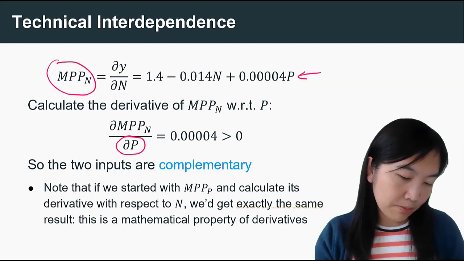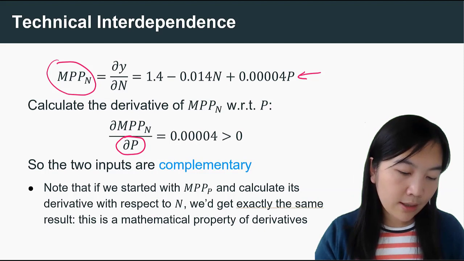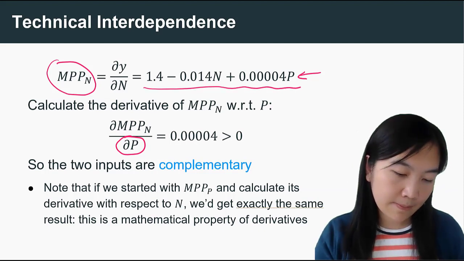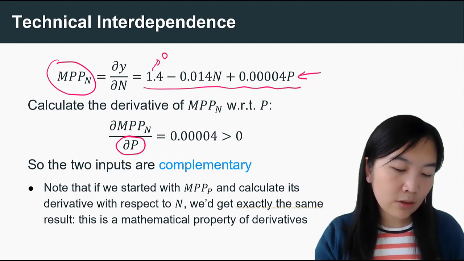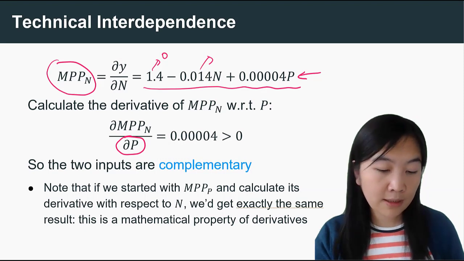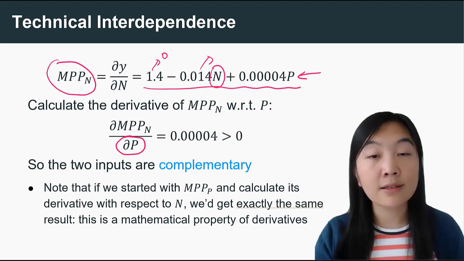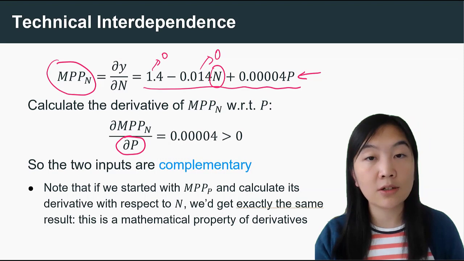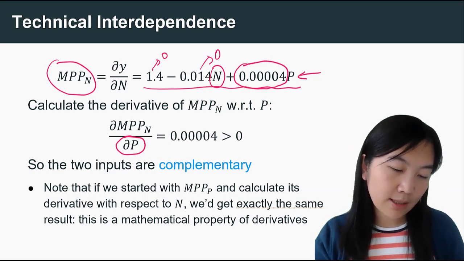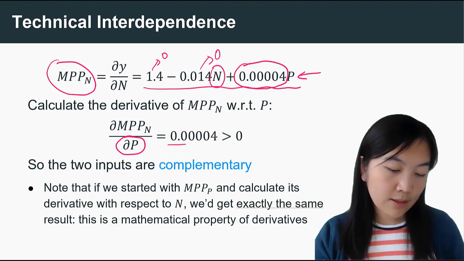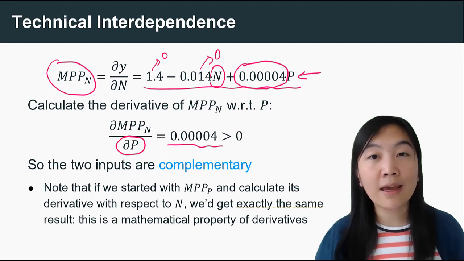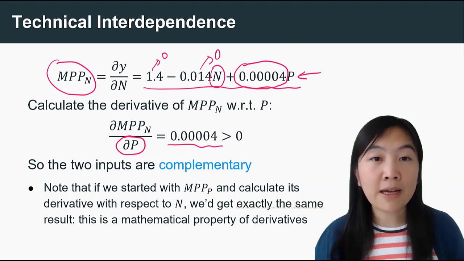with respect to P. So taking the derivative of this equation with respect to P, the derivative of a constant equals 0. If we're taking the derivative with respect to P, N is considered a constant here. So the derivative is also again 0. And we find out this is the only thing left. So this number is greater than 0, which means that N and P are complementary.